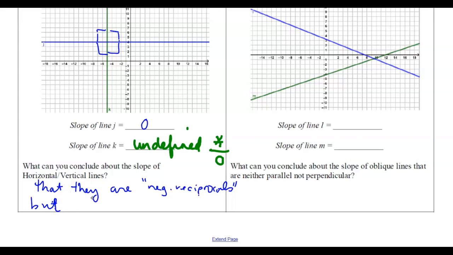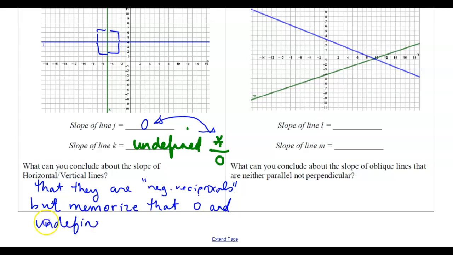Okay, so they are negative reciprocals. I put it in quotations because we're not really doing that, as I mentioned before. You have to memorize that 0 and undefined are perpendicular slopes.